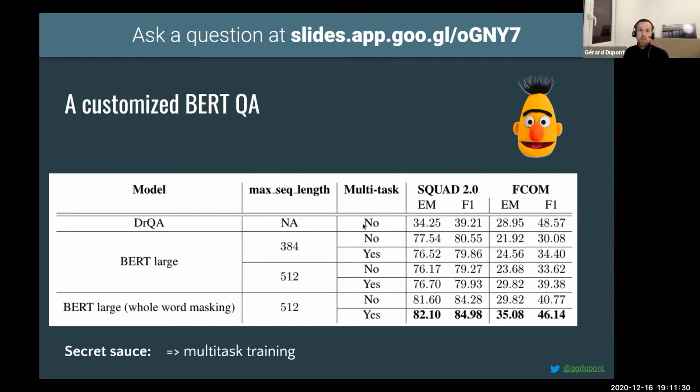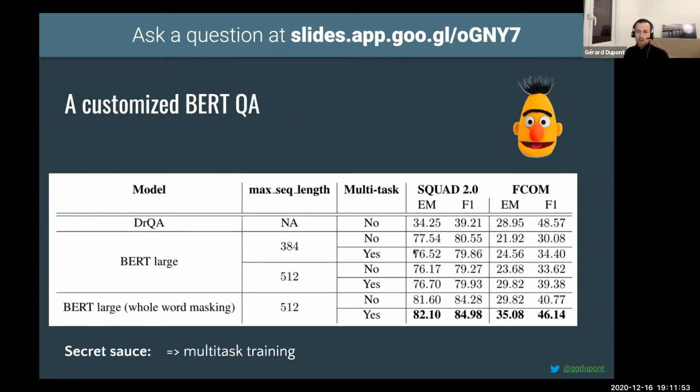So DrQA is not doing multitask actually. This is why it has a very low score on SQuAD 2. It had actually a very good score on SQuAD 1. But on SQuAD 2, where there are a lot of questions which are supposed to be rejected, DrQA is not able to reject, so it has a very low score, which was consistent with our dataset, the FCOM dataset.